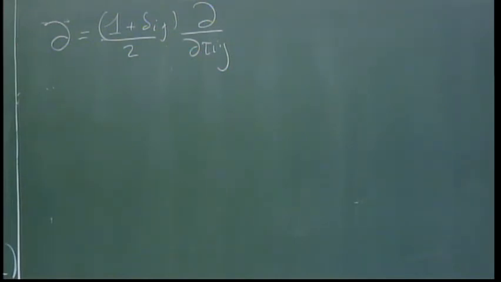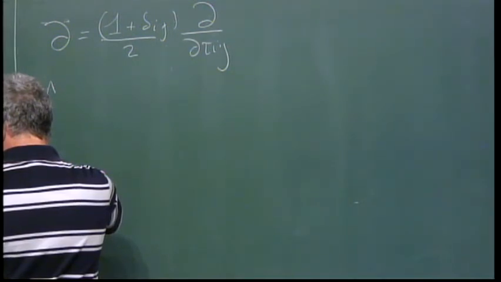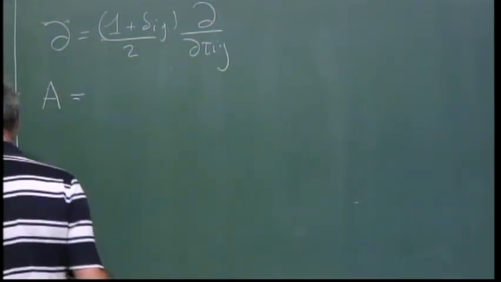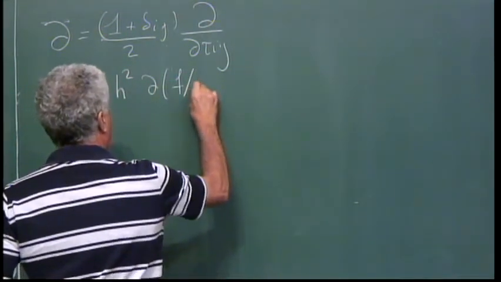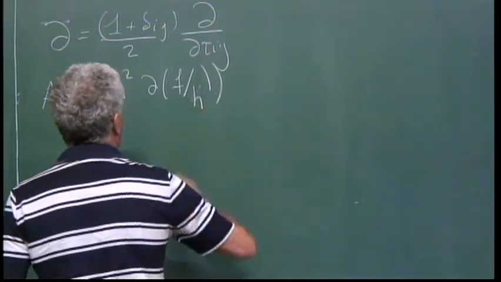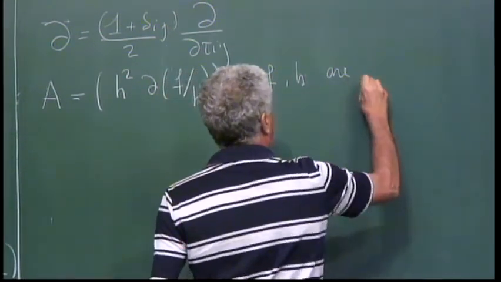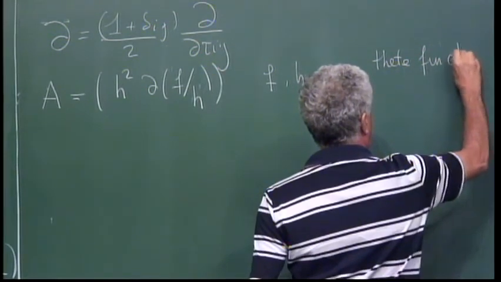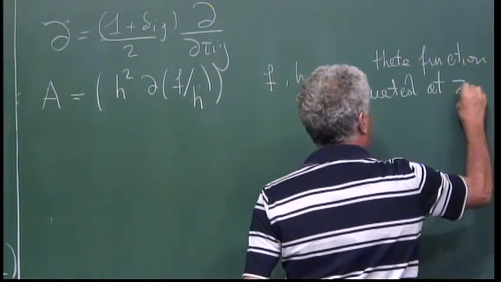And I want to study an object of this type. I want to consider a matrix A equal to h square of delta of f over h, where f and h are different theta functions, evaluated at z equal to 0.